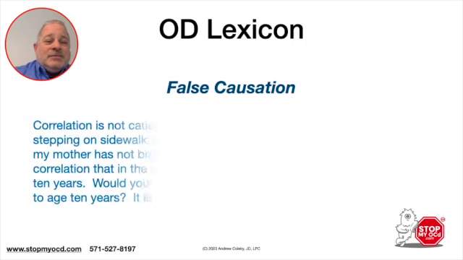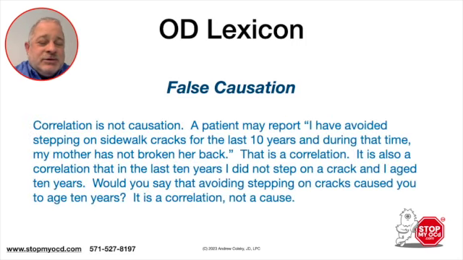False causation. This is a good one. Correlation is not causation. A patient may report, I have avoided stepping on sidewalk cracks for the last 10 years, and during that time, my mother has not broken her back. That is a correlation. It is also a correlation that in the last 10 years, I did not step on a crack and I aged 10 years. Would you say that avoiding stepping on cracks caused you to age 10 years? No. That's a correlation. It means that two things seem to have something in common, but it is not causation, meaning that one thing caused the other.